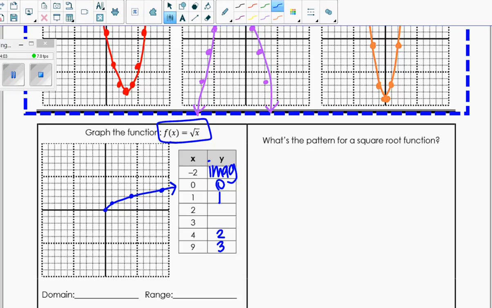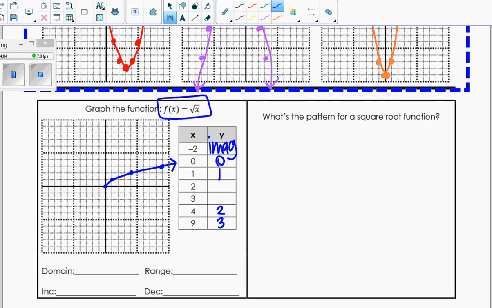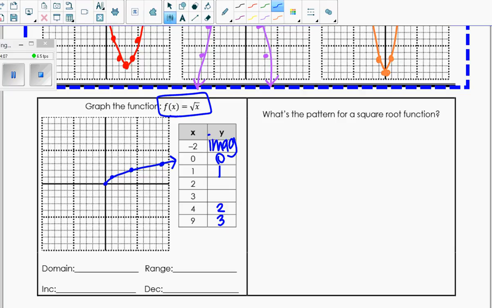So let's talk about what that means about your domain. That means any x value that I want to put in has to be either 0 or positive. So my domain here is going to be from 0, and that's going to include 0, so it has a bracket, to infinity. I don't care what positive x value I put in there, but if I want to stay in the real number system, my inputs have to be 0 or positive.